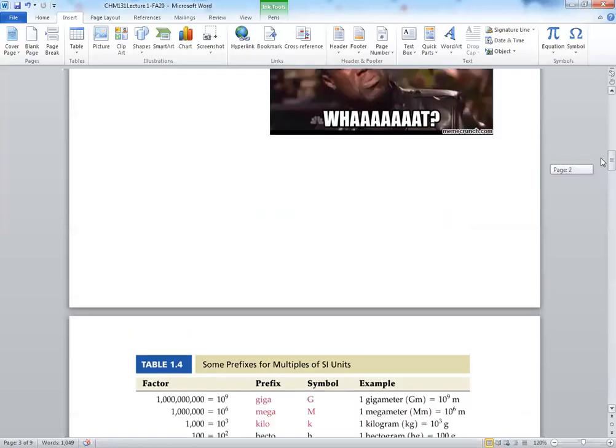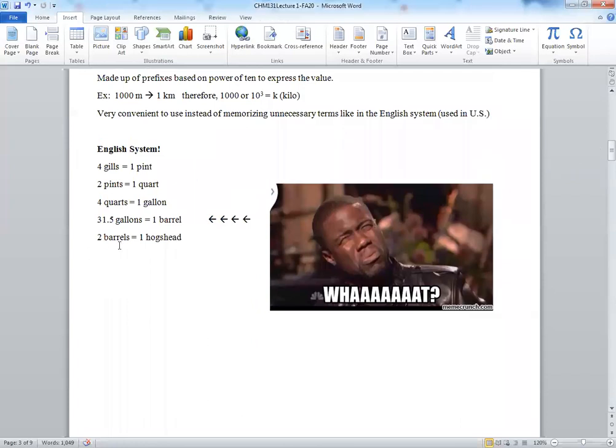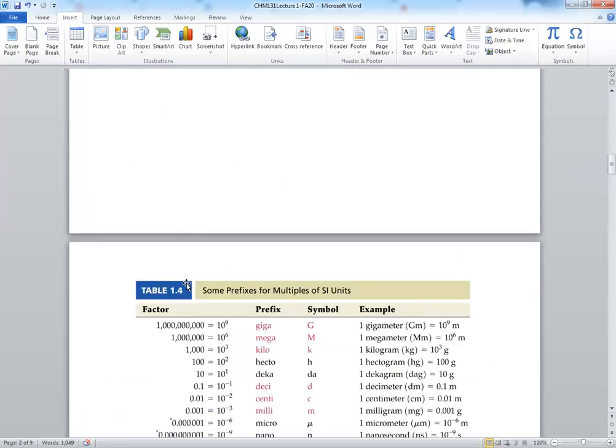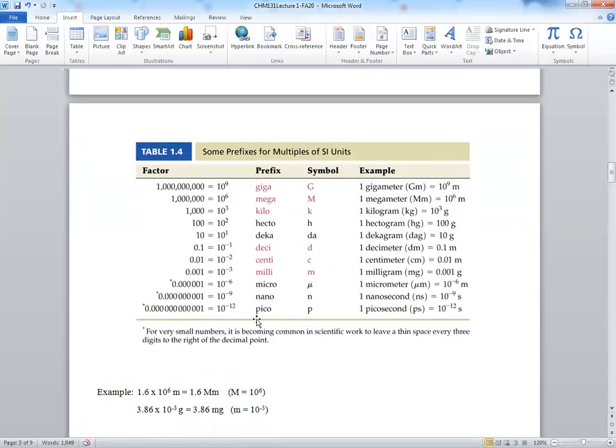One thing I would like to say is that the English system is okay to use for everyday life. Yes, it's okay at the gas station to fill up your car using gallons. We all use it. It's okay to buy things in ounces or pounds. But in science, it is not useful, and that is why it is not used.